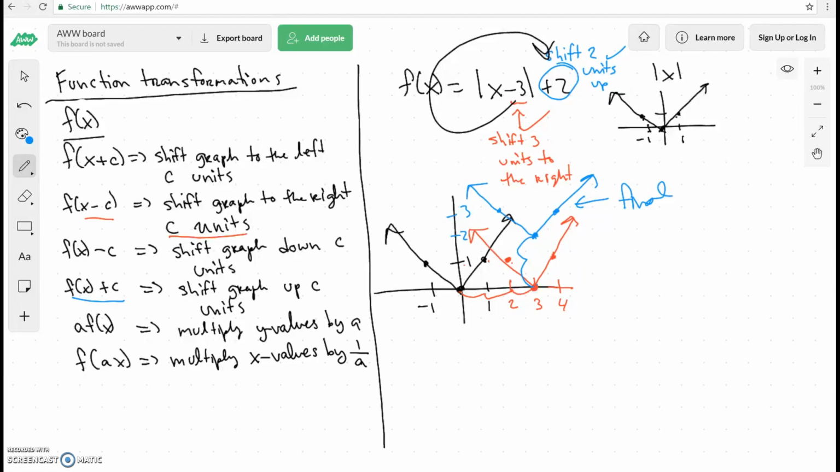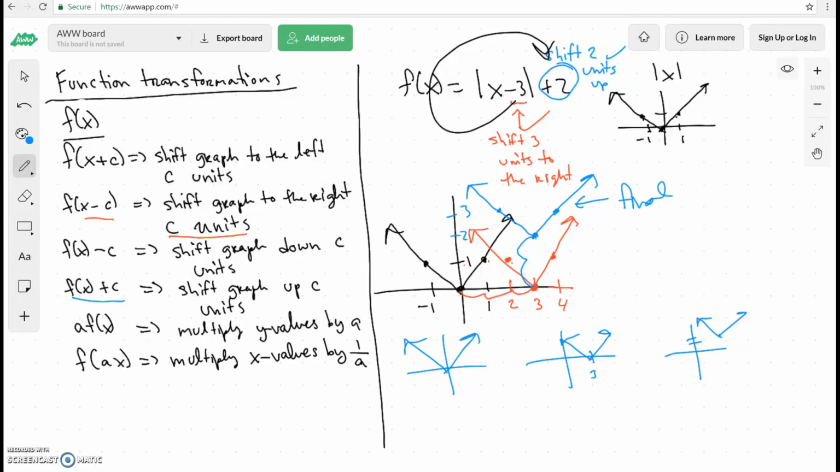Now for the exam, you don't need to do everything all in one particular graph. You can draw me 3 different graphs. So have your original parent function, then it being shifted to the right 3 units, and then the last one shifted up 2 units. So you can have 3 different graphs if it's going to be really messy.